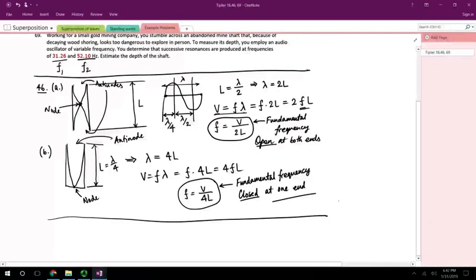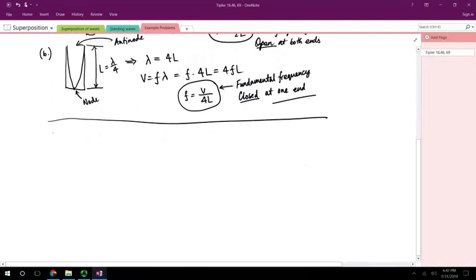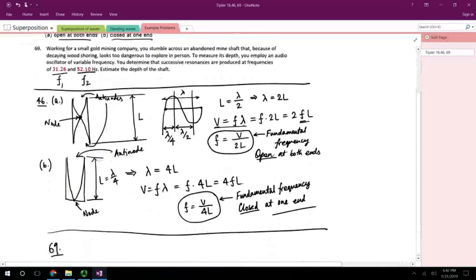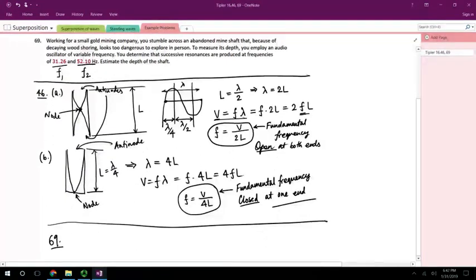Our next goal would be to address problem 69. So let's first read the statement of the problem. It says, working for a small gold mining company, you stumble across an abandoned mine shaft that, because of decaying wood shoring, looks too dangerous to explore in person. To measure its depth, so this is the first place where the problem tells you what you need to find. You're measuring the depth of a mine shaft, and you're going to employ an audio oscillator of variable frequency, right?